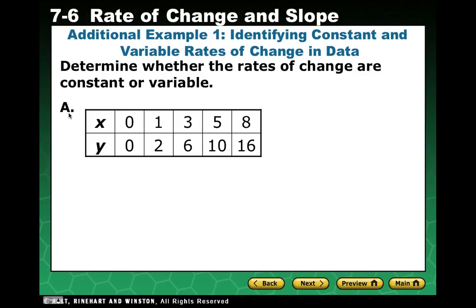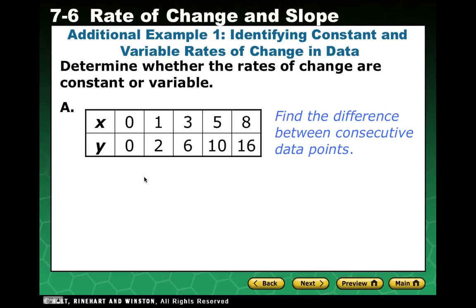Okay, so for these first set of examples, we're going to determine whether the rates of change are constant or variable. So constant meaning it increases by the same amount each time, or it multiplies by the same amount each time, or it can change. So to do this, we're going to define the difference between the consecutive data points. So from 0 to 1, from 1 to 3, from 3 to 5, from 5 to 8. 0 to 2, 2 to 6, 6 to 10, 10 to 16. And we see that it's plus 1, plus 2, plus 2, plus 3, plus 2, plus 4, plus 4, plus 6.